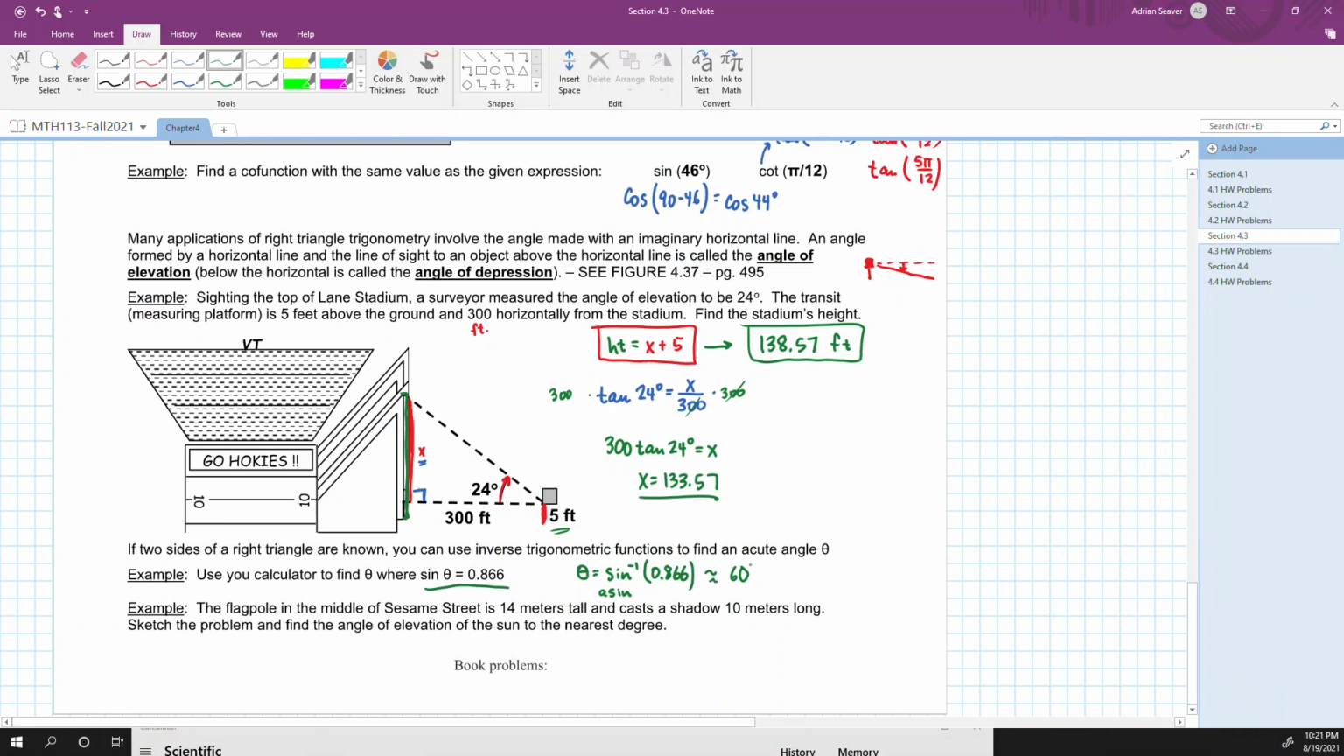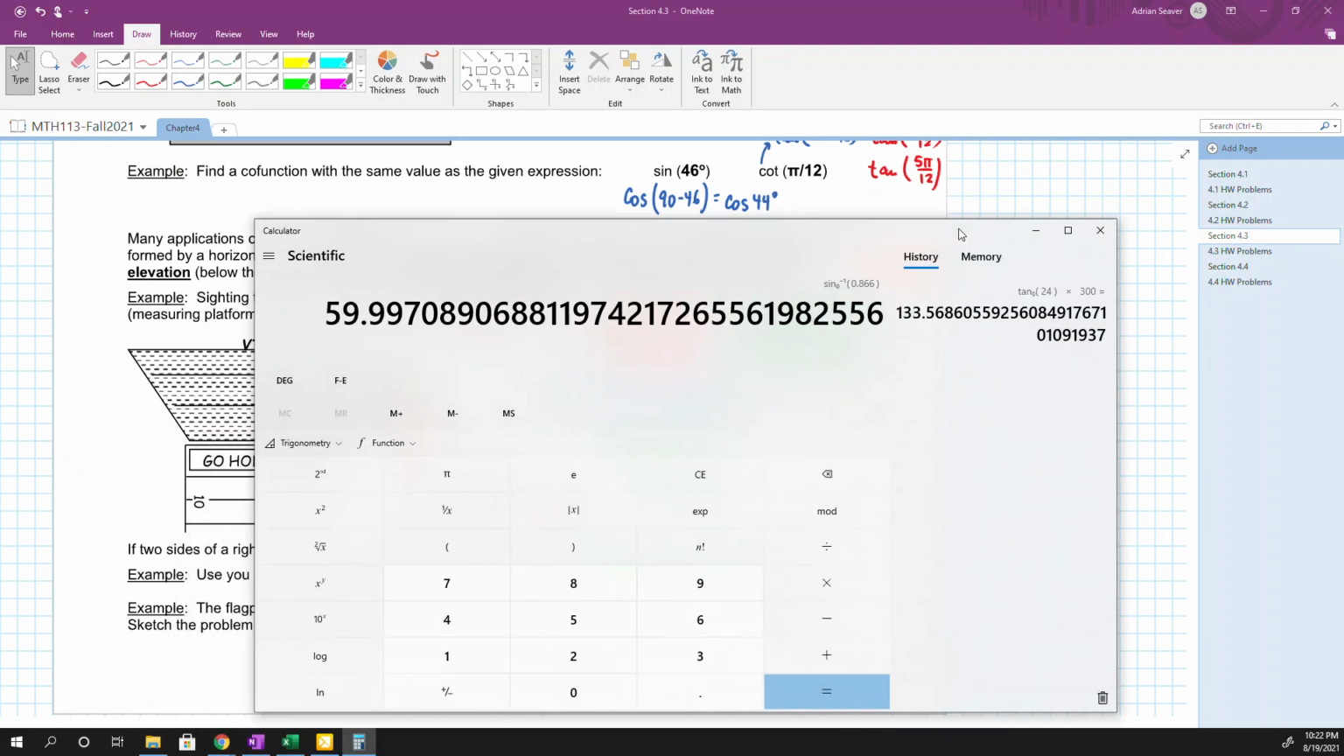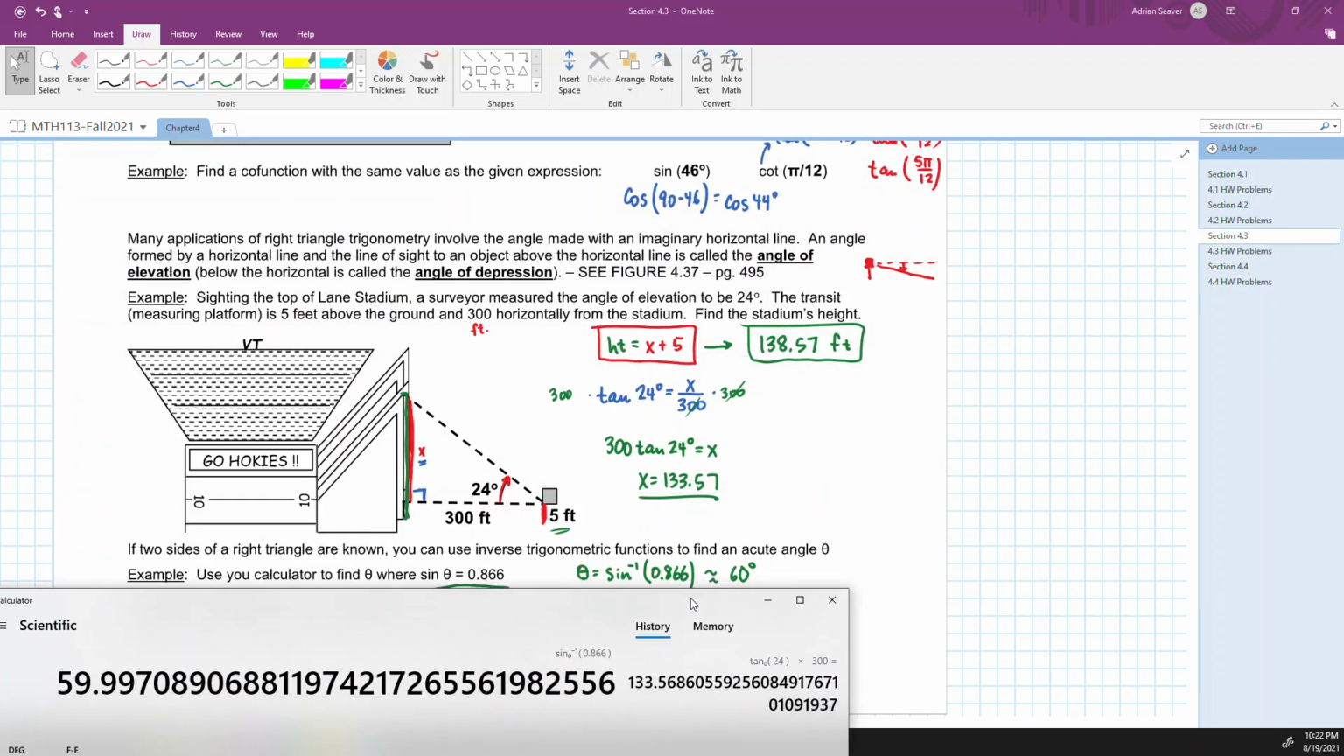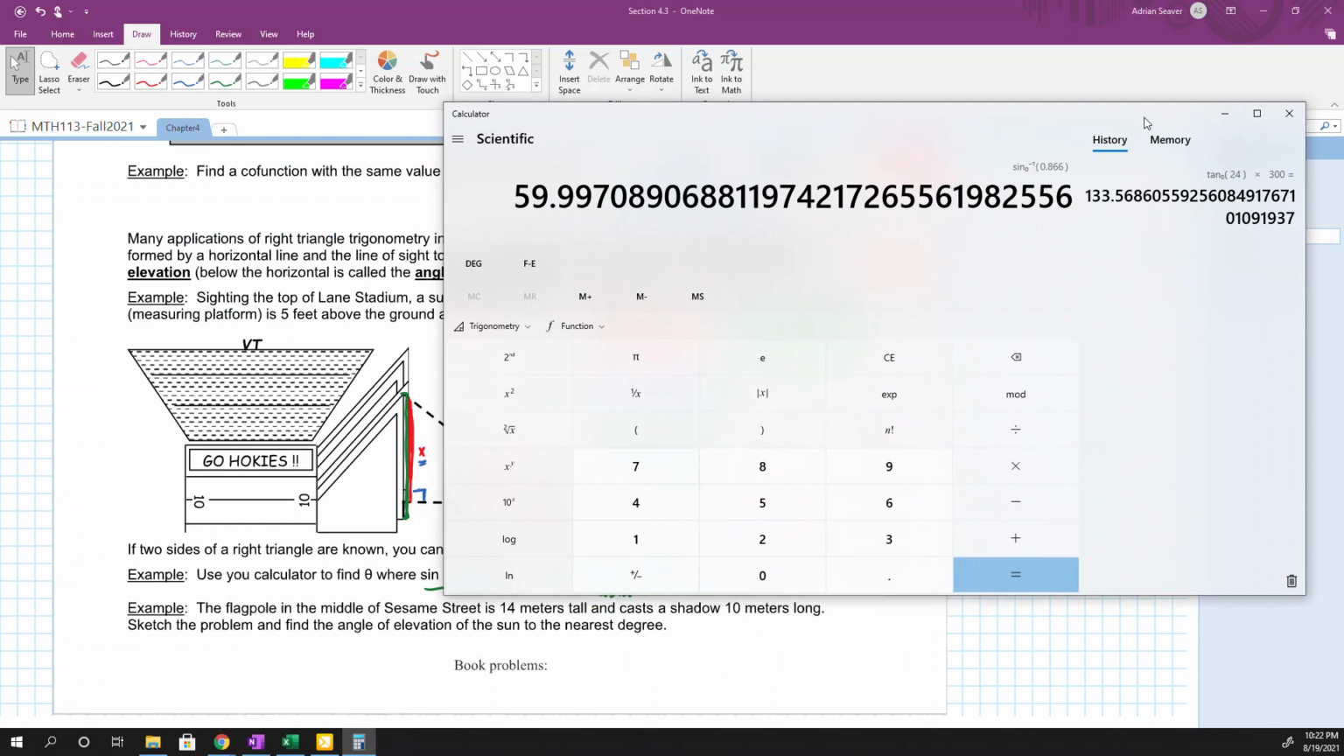Now remember, this is in degrees, so use your degree symbol. If I did this in radian mode, I'd get a different answer, and I will accept either one, but make sure you specify if your angle is in degrees or radians.